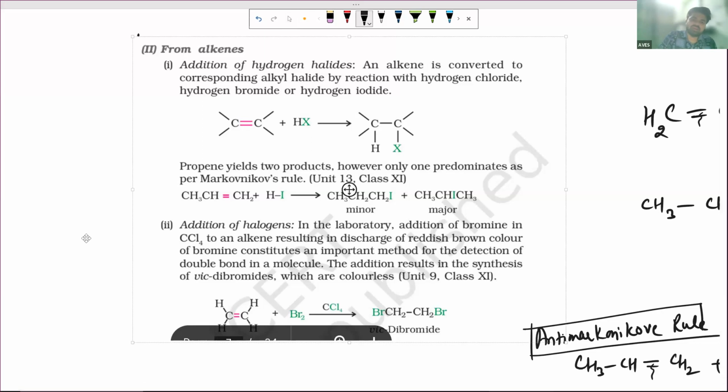This is the same thing if we are having HI. So I is attached to the major compound, meaning the second carbon, since this is having less number of hydrogens. So I is attached with this one. You can check it, second carbon. And this is the minor, which is attached to this one. Okay, got it?